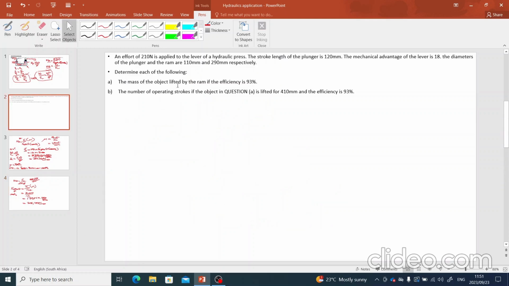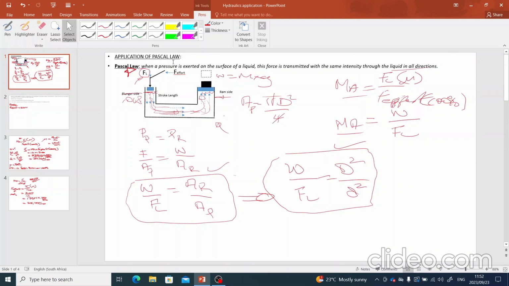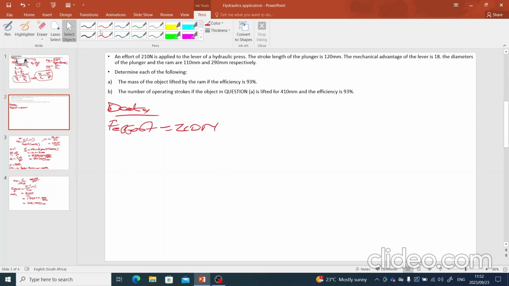Now, let's do some application. Let's look at this given information here. An effort of 210 is applied. Let's take out the data. We are given the F effort, it is 210 Newton, applied on the lever of the hydraulic press. Like I said, this force applied on the lever is human ability. It is your ability. Now it is assumed to be at 100%. All right. We are given the stroke length, it is 120 mil.